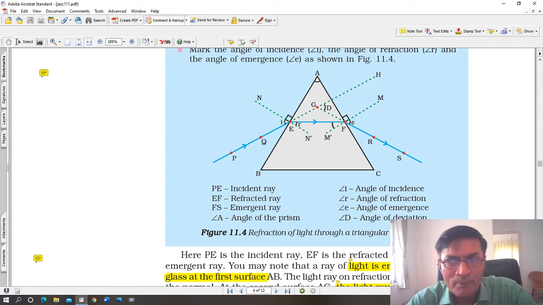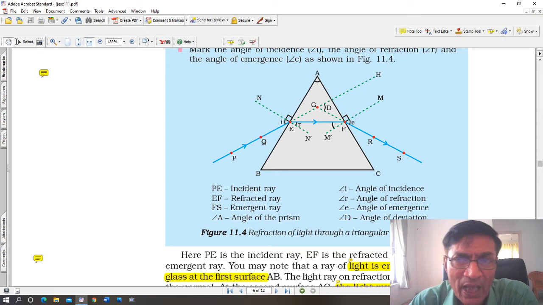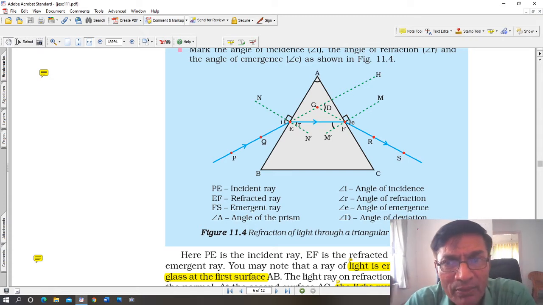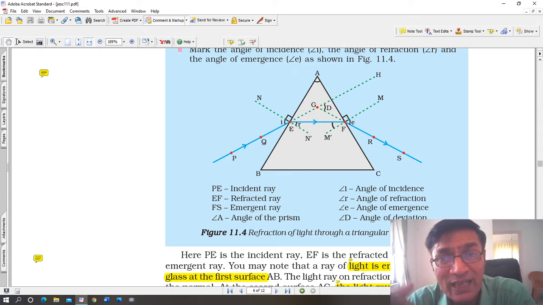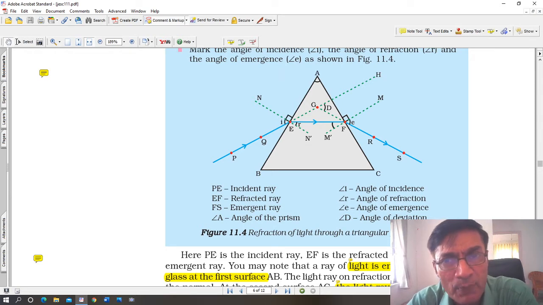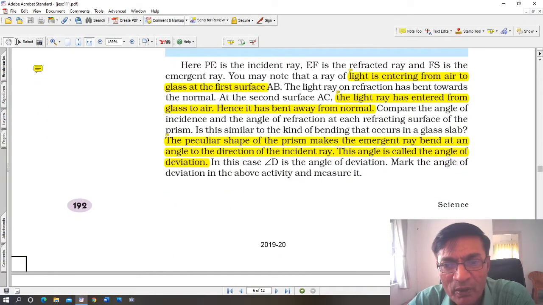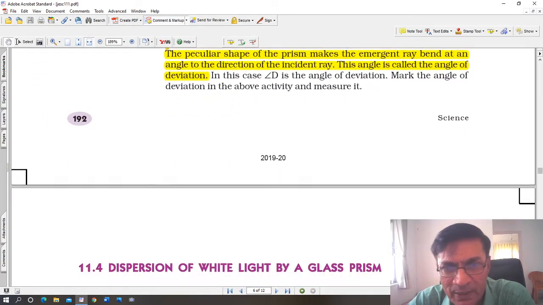All right. So this experiment demonstrates the bending of light when it passes through a glass prism. In the previous chapter, we studied the bending of light when it passes through a rectangular glass slab. This is also the same thing, but instead of a glass slab, we have taken a glass prism. And we have seen how the ray of light bends, first towards the normal and then away from the normal, as the medium changes. All that is described in this paragraph out here, and the same things have been described out here.